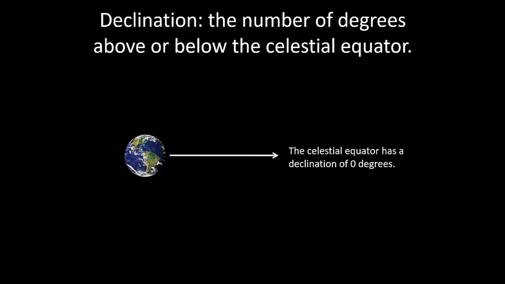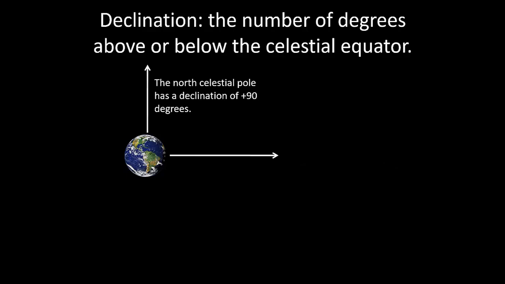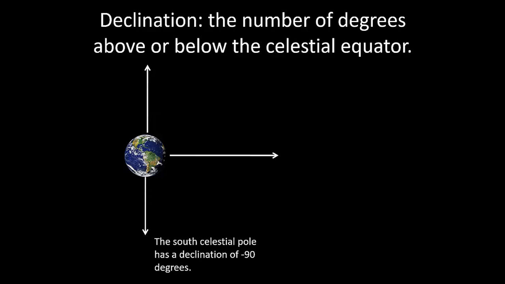It's going to have a declination of 0 degrees, just like the Earth's equator has a latitude of 0 degrees. And we just project that outward in every direction from the Earth's equator. The North Celestial Pole has a declination of plus 90 degrees. That's the angle between the equator and the North Celestial Pole. The North Celestial Pole is the point in space directly above the Earth's North Pole. And then the South Celestial Pole has a declination of minus 90 degrees.